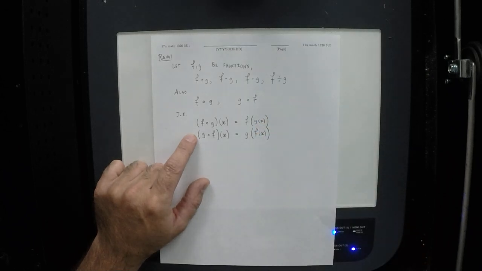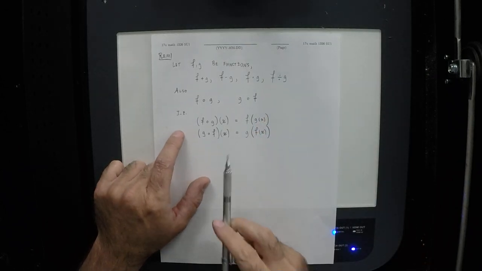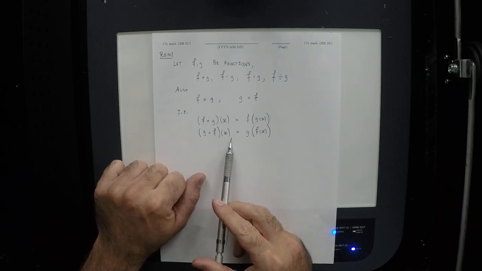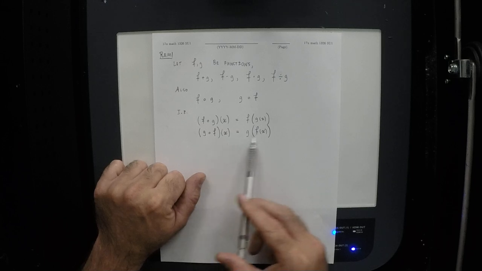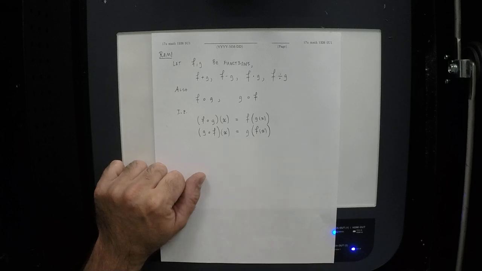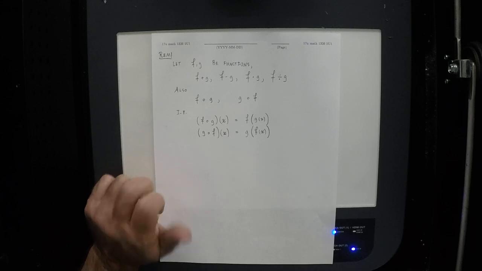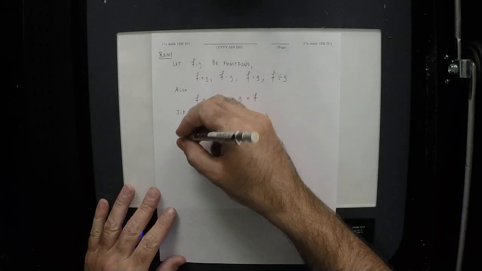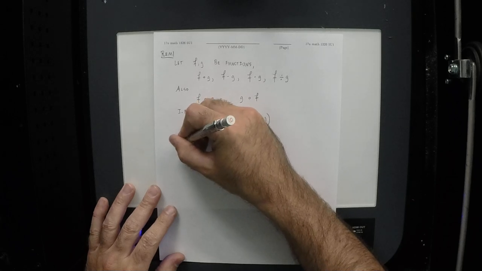One way to remember which one is which is that X always goes with whoever's closest to it first, right? So who's closest to X for this one? F is. So F gets the X. And then G gets the F of X. Okay? So functions are like machines that accept inputs and produce outputs.